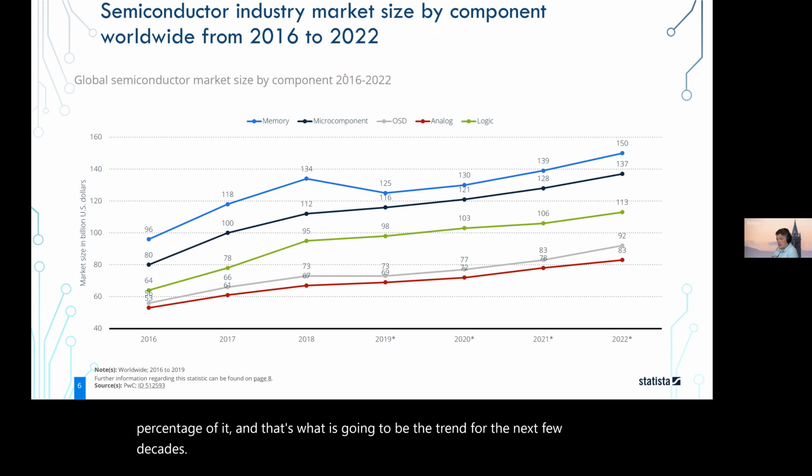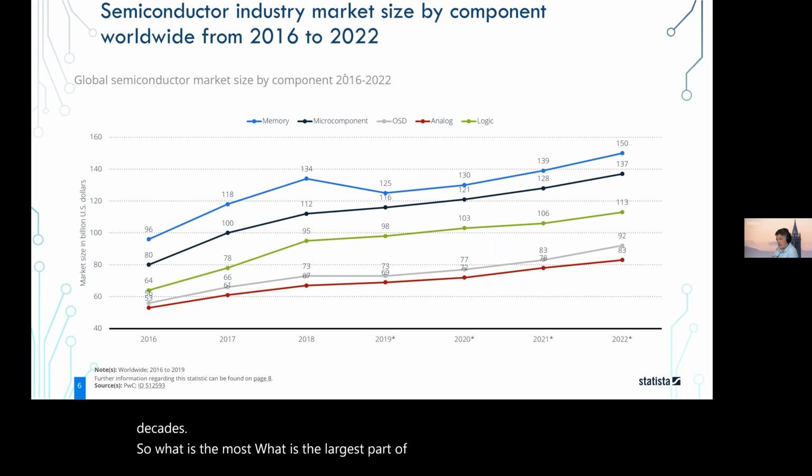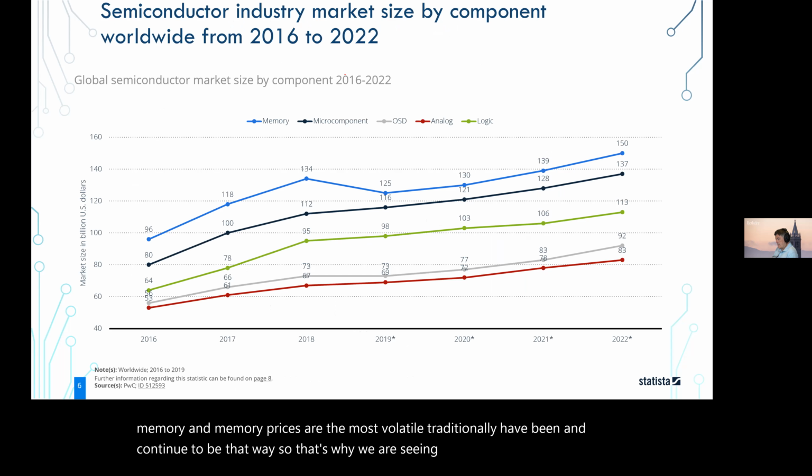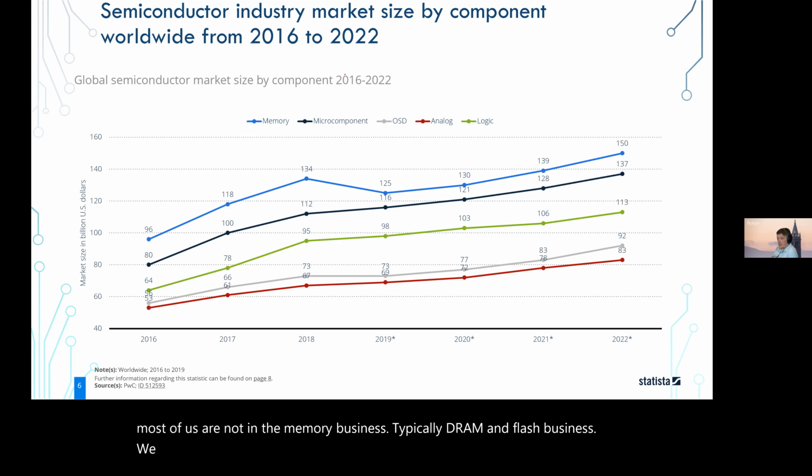So what is the largest part of the semiconductor industry? It is the memory, and memory prices are the most volatile. Traditionally they have been and continue to be that way. So that's why we are seeing these turbulences. Most of us are not in the memory business, typically DRAM and flash, and we are generally not affected by the price variations that we are seeing there.